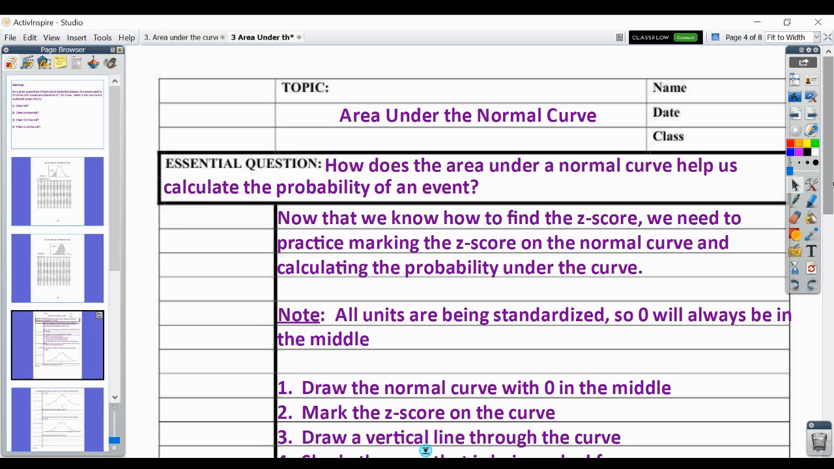We talked a little bit about how it's this many standard deviations from the mean, but we haven't really talked about what that means in terms of probability. So here's where we're going to tie it together.